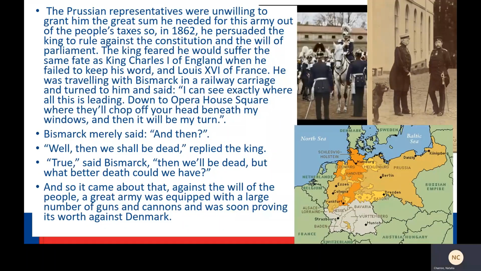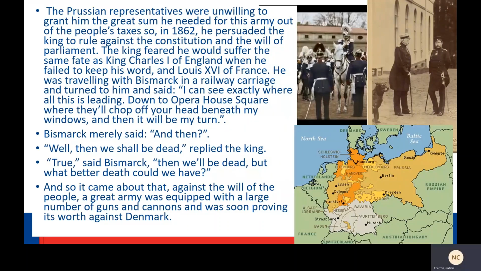The Prussian representatives were unwilling to grant him the great sum of money he needed for his army out of the people's taxes. So in 1862, he persuaded the king to rule against the Constitution and the will of Parliament. The king feared he would suffer the same fate as King Charles I of England when he failed to keep his word, and of Louis XVI of France, who both lost their heads.